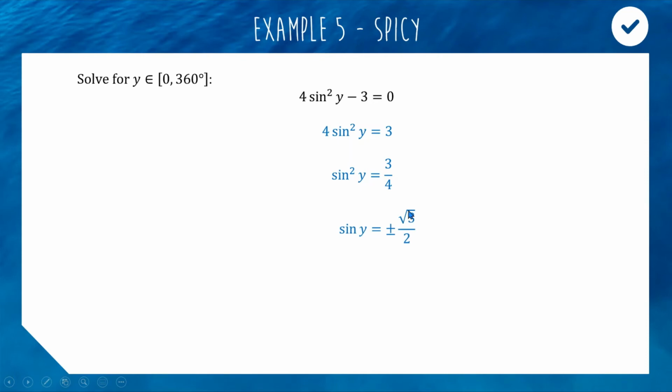So we're going to take the square root of both sides. Okay, so the square root of sine squared is sine. Square root of 3 is square root of 3. Square root of 4 is 2. And don't forget your plus minus. Very, very important.